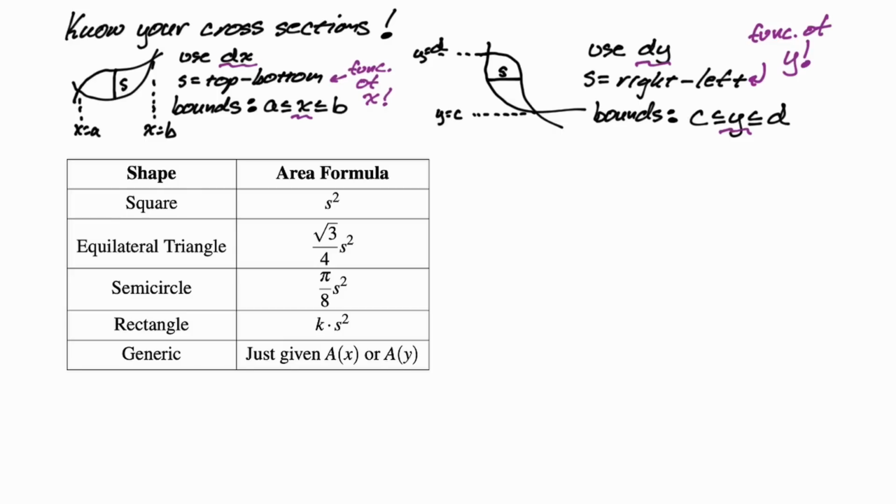The generic version, they're just going to explain it to you. They're going to be like, cross-sections perpendicular to the x-axis have an area of 15x squared plus 35. And you're like, why is that the area? But it doesn't matter. No matter what the area of a cross-section is, you just integrate that to get the volume. So I actually think it is the easiest, because they're going to give it to you. You don't have to work anything out.